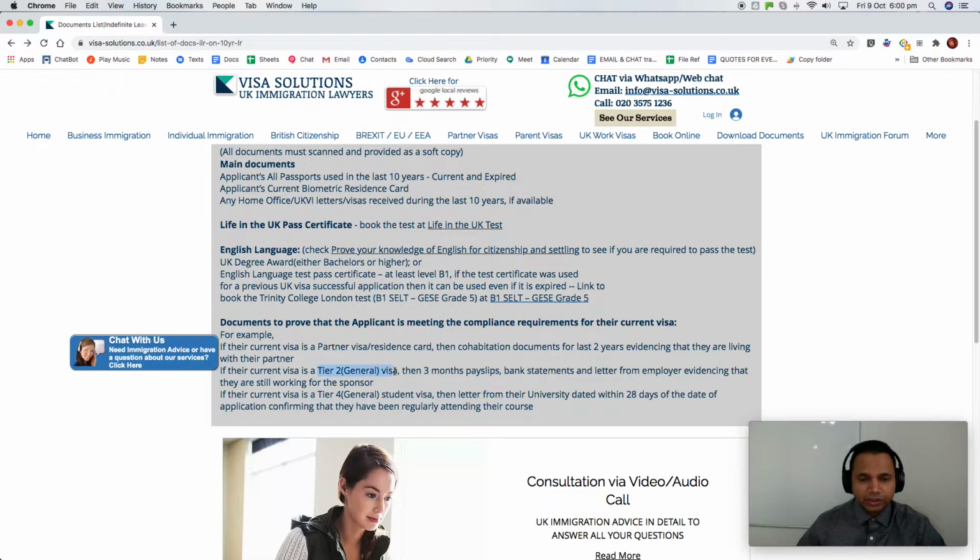If your current visa is a Tier 2 General, then 3 months pay slips, bank statements, and a letter from the employer evidencing that you are still working for your sponsor. If your current visa is a Tier 4 General student visa, then a letter from the university dated within 28 days of the date of application confirming that you are regularly attending the course. This happened to us several times when we filed and we were asked for further evidence. We filed a Tier 4 student on a 10-year route and then we were required this evidence.